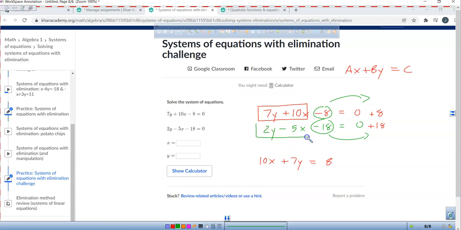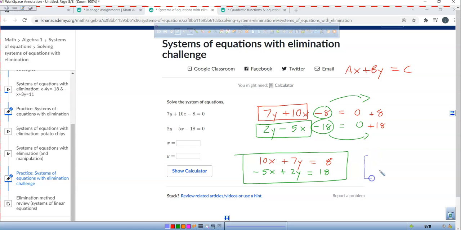Then I'm going to take a look at this guy right here. Let's rearrange it. We're going to put the negative 5x up front. We're going to put the plus 2y in the back. And we're going to set it equal to positive 18. And now I'm ready to build my matrix. Now you can always rewind and see what I did there again if that doesn't make sense.